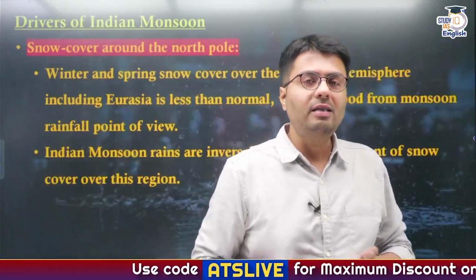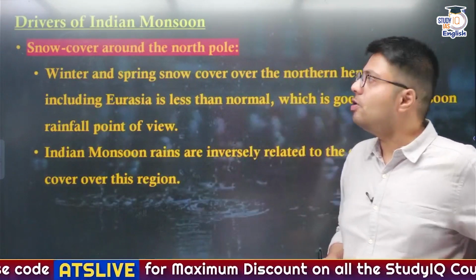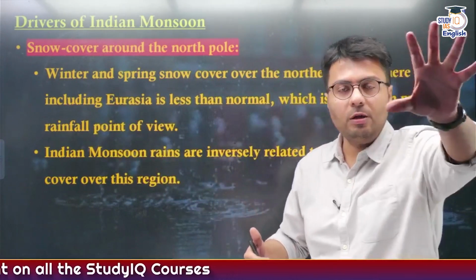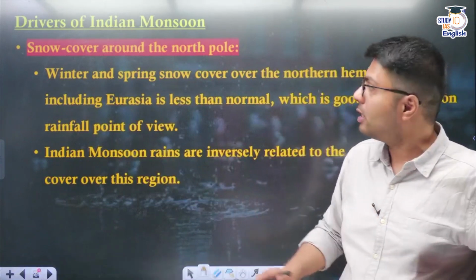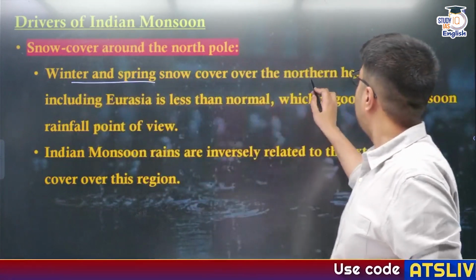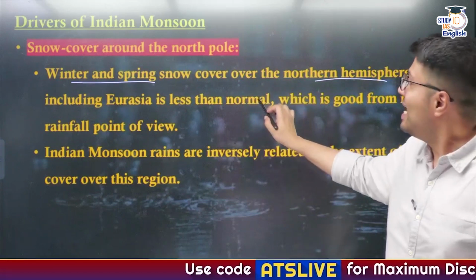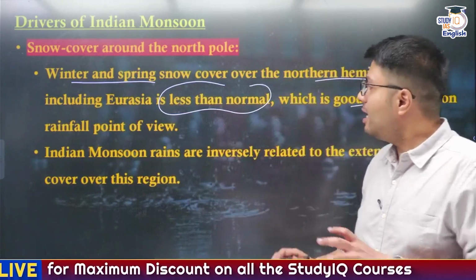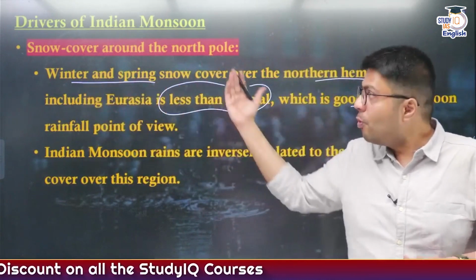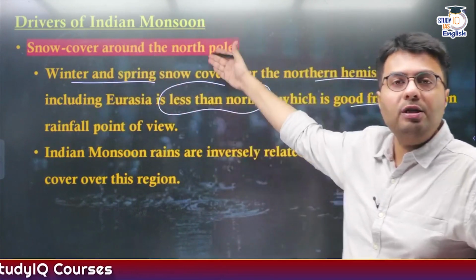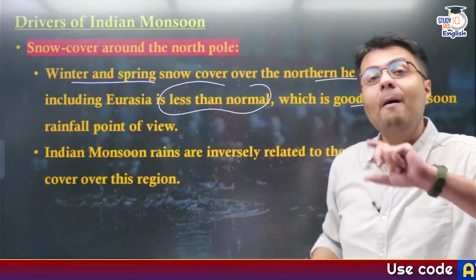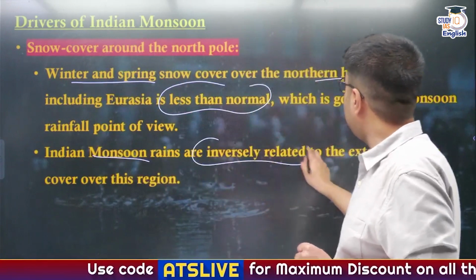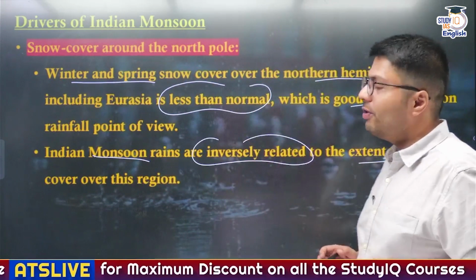Now let us understand another driver known as snow cover of the North Pole. Now, the occurrence of snow cover on the North Pole, particularly in Northern Pole and also in the Eurasian continent, is very important. Suppose the winter and spring snow cover over the northern hemisphere, including Eurasian continent, is less than normal, it means good news for Indian monsoon. Similarly, if the snow cover is more in the winter and spring season on the northern hemisphere and in Eurasian continent, this will mean bad news for Indian monsoon. So, Indian monsoon rains are inversely related to the extent of snow cover in the region.